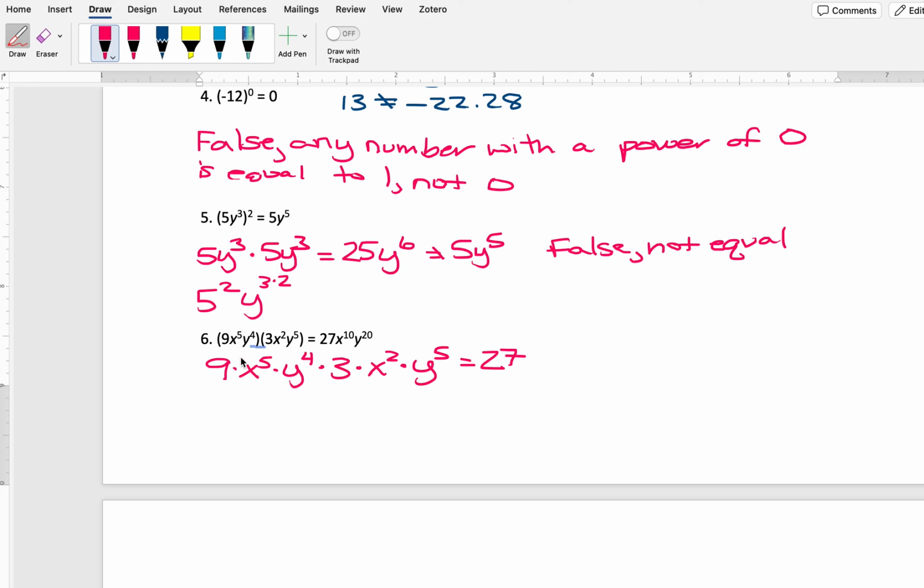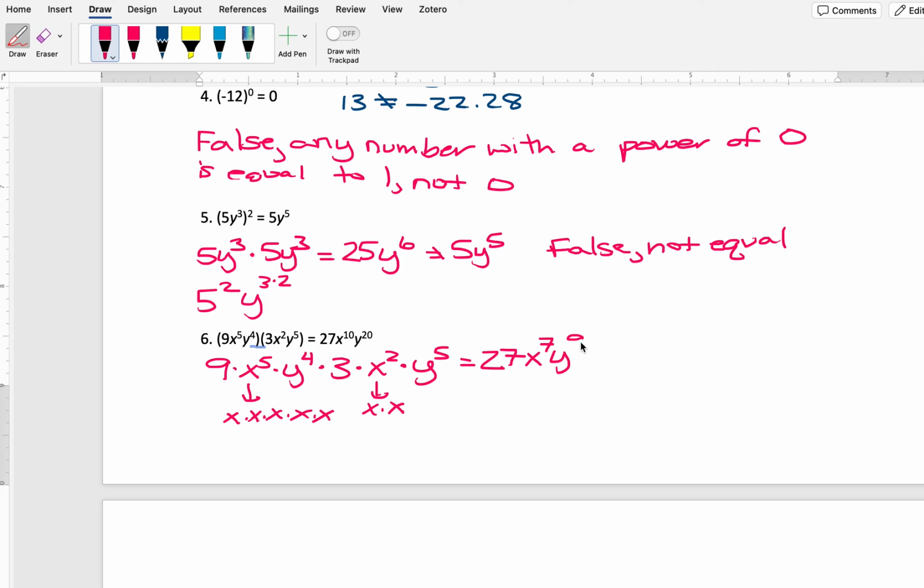We have x to the 5th, and then we have x squared. X to the 5th is x multiplied by itself 5 times. X squared is x multiplied by itself twice. So what we're multiplying here is a total of 7 x's. So this is x to the 7th. Same thing for y, we have 4 and we have 5. So how many y's do we have all together? That's going to be 9.